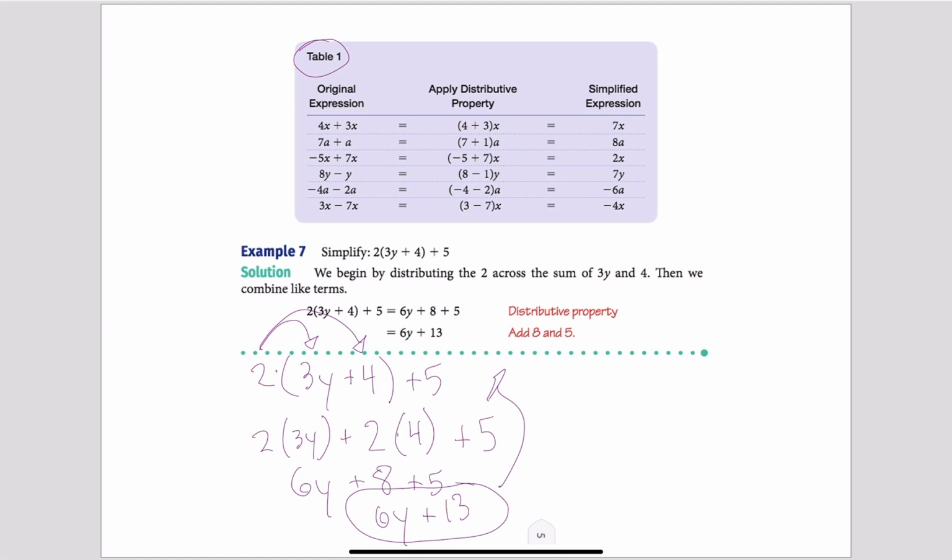Now we call this distributing across the terms, or distributing across the sum. In this case, they say distribute across the sum. But the distributive property is pretty powerful, and we're going to be using it a lot. So practicing multiplying through parentheses, distributing whatever multiplier is in front, the factor in front, to all the terms inside. Very important.